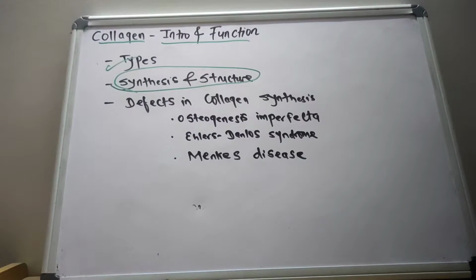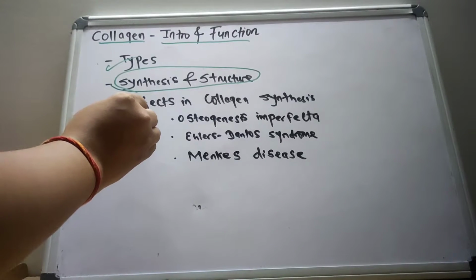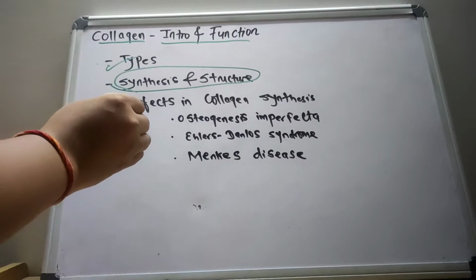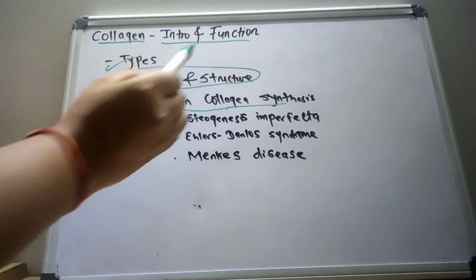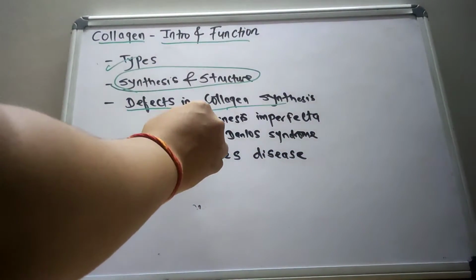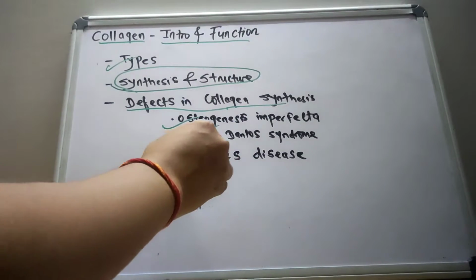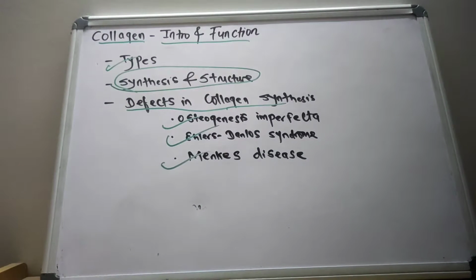And in the subsequent lectures we will also learn about the various diseases you should know when there are defects in collagen synthesis, like osteogenesis imperfecta, Ehlers-Danlos syndrome and Menkes disease. These three diseases are important. You should know them when there is a defect in collagen.